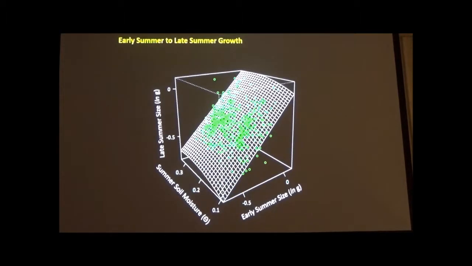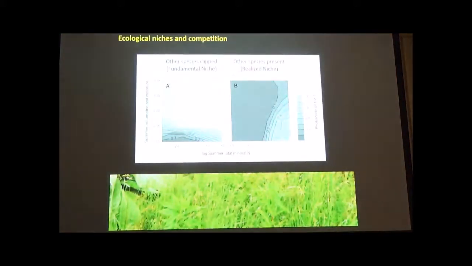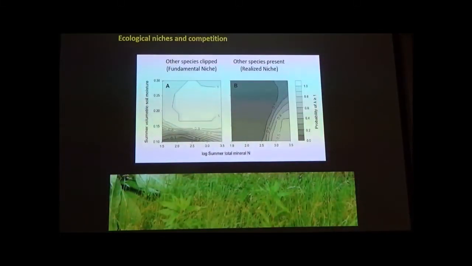So this is a similar type of figure for growth, where the effect of moisture is not as important. Basically, in order to grow, the bigger you are in the late summer is mostly dependent on how big you were early summer, but soil moisture plays a bit of a role too. So what this allows us to do is basically the analysis that I showed you earlier for the orchid, where we can look at the probability of persistence along different axes that we might consider niche axes.